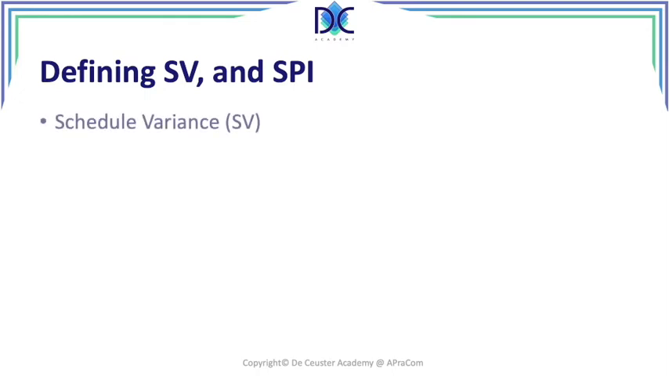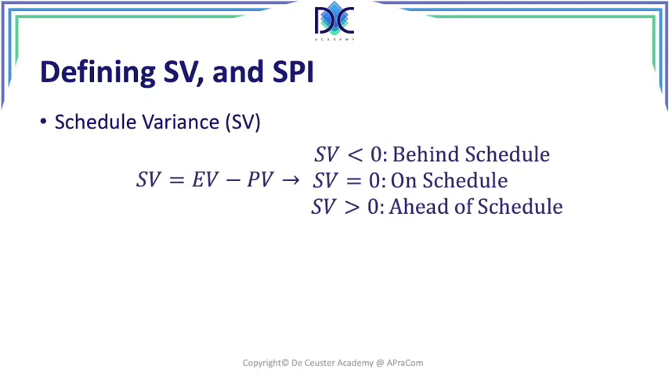Now, the schedule variance is per definition the earned value minus the planned value. And we see when earned value is less than planned value, it will be a negative value. A negative value in this case, schedule variance smaller than 0, means we are behind schedule. We are not creating the deliverables as quickly as we estimated. Schedule variance equal to 0 means that we are on schedule, and a schedule variance larger than 0, we are ahead of schedule.